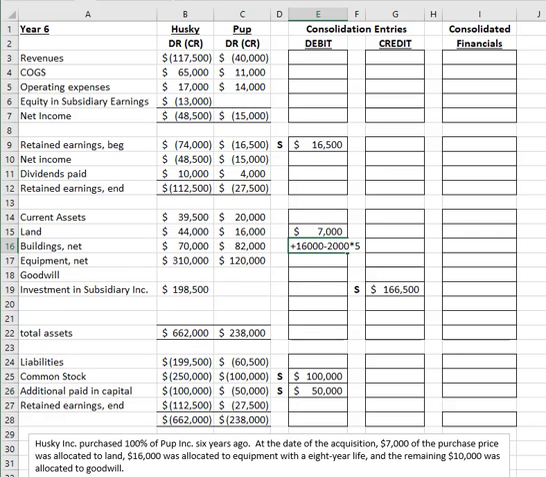So I'll put a little formula in here so you can sort of see where the number came from. The original 16,000 less 2,000 for each of the 5 years before this year. And then, oh, that was for equipment, wrong spot.